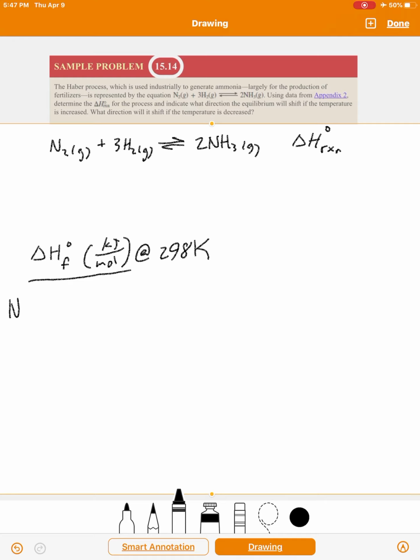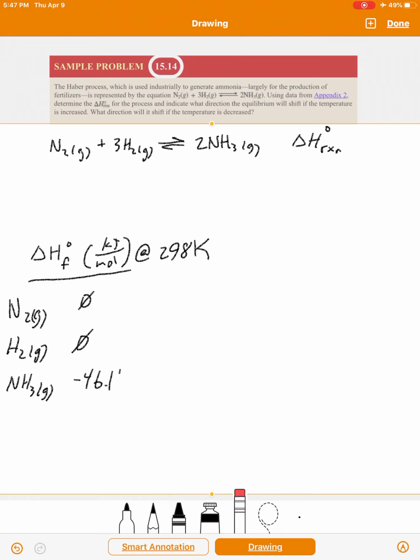So you go back to Appendix 2 and you look those values up. N2 is an element, so it's 0. H2, its standard state is H2. Hydrogen standard state at 298 Kelvin is a gas, so it's also 0. And then NH3 is minus 46.1 kilojoules per mole.